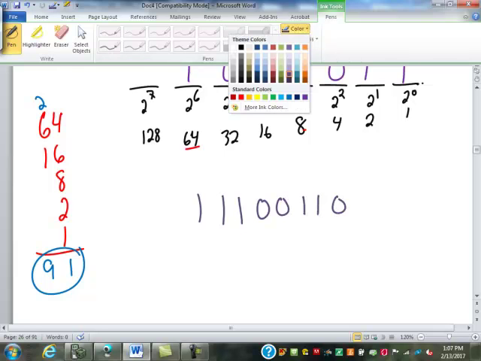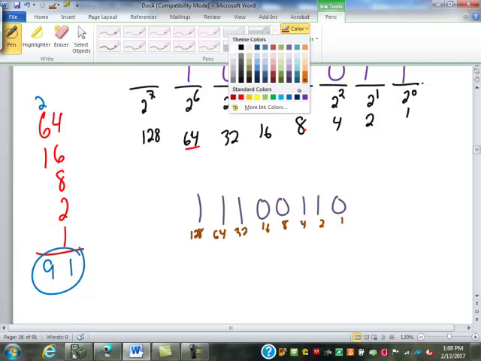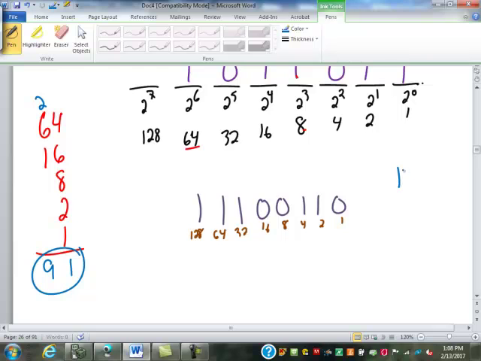So let's look at this one. So this is 1, 2, 4, 8, 16, 32, 64, 128. So yeah, it's 128 plus 64 plus 32 plus 4 plus 2. 230?